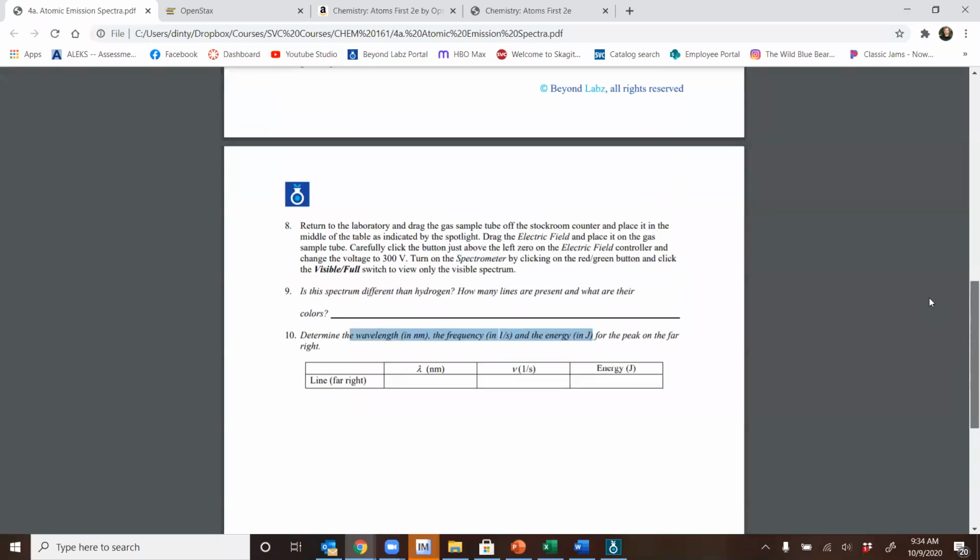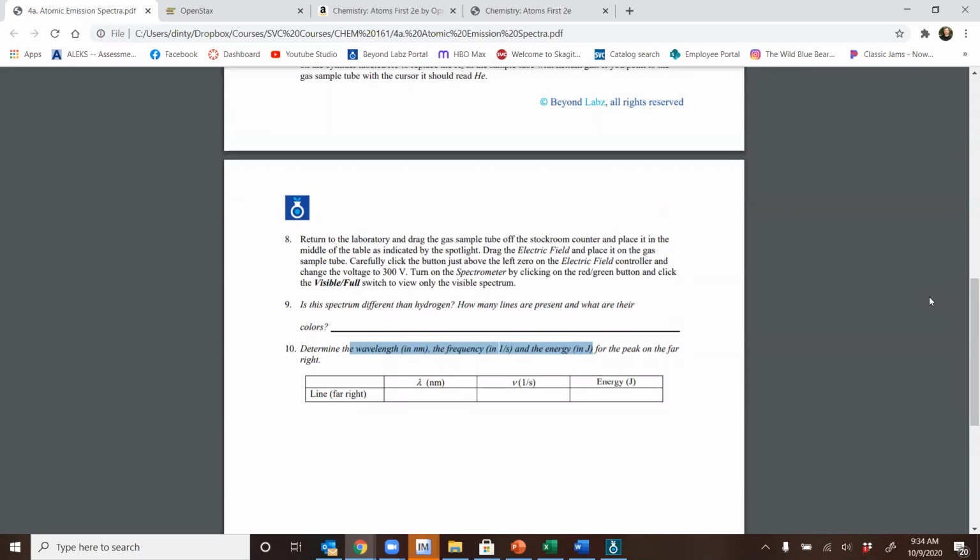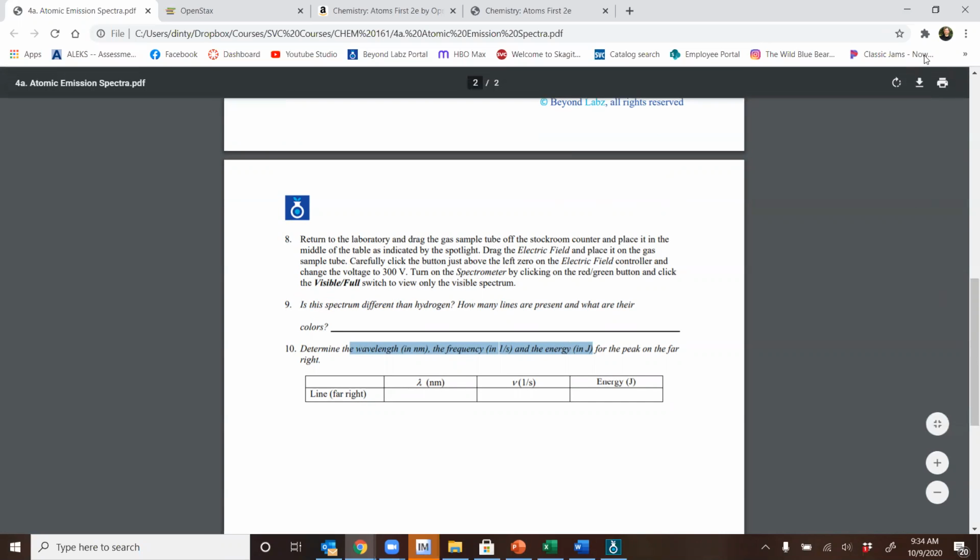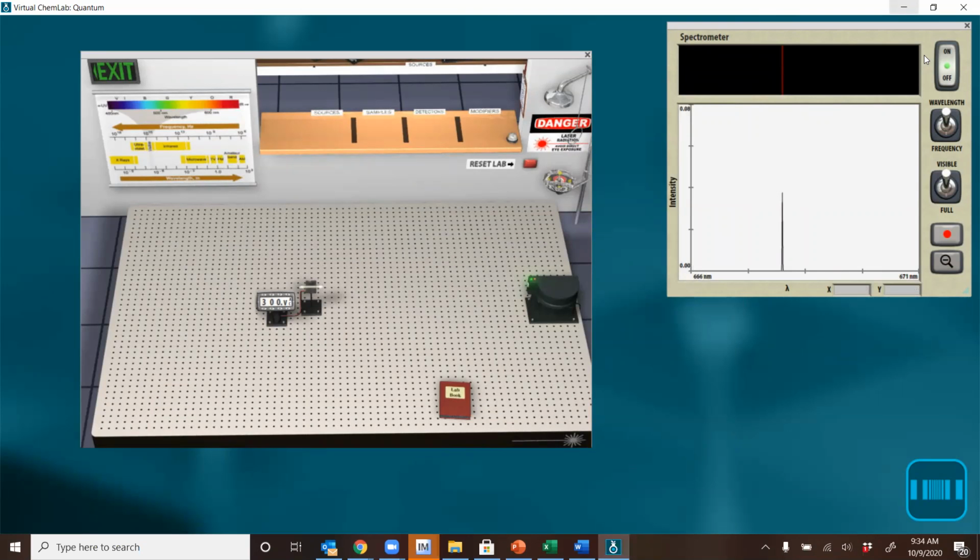And that's it. So do yourself a favor, and for fun, even though you only have to look at hydrogen and helium in this lab, take a minute and look at a couple of other samples. It's really fun.